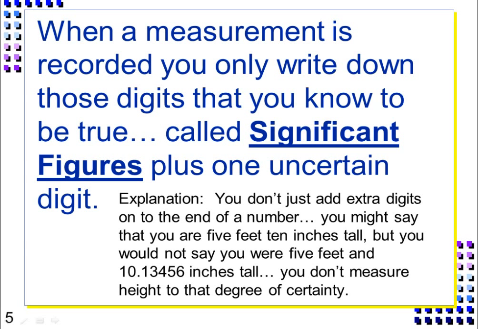With significant figures, you always write down those numbers in a measurement that you know for certain, plus one uncertain digit that is estimated. So as a little bit of explanation with this, when we think about measuring someone's height, I might measure the height of a man using a tape measure, and I might say, oh, this man is 5 feet 10 inches tall. But I would not be very likely to say, this man is 5 feet and 10.13456 inches tall. I can't use a tape measure and measure height out to 5 decimal places of an inch.